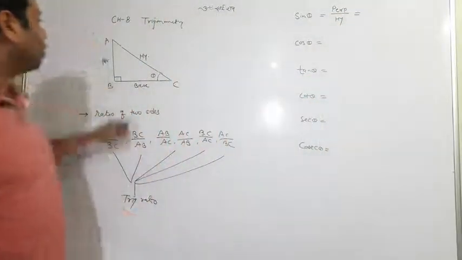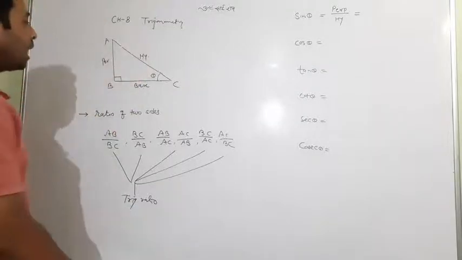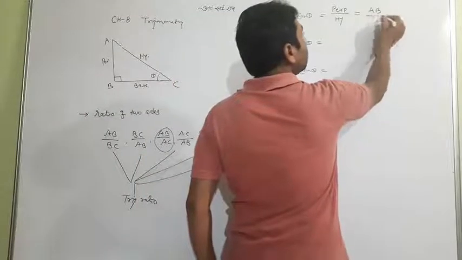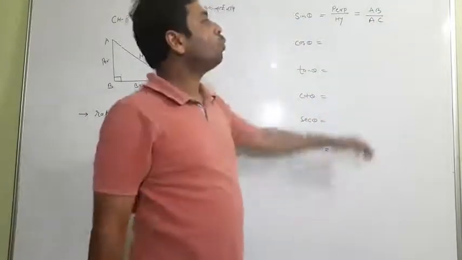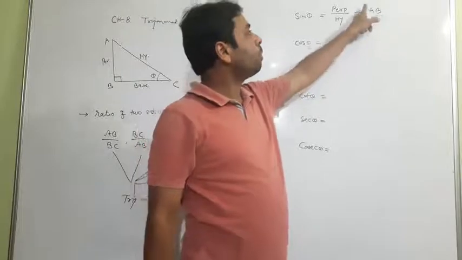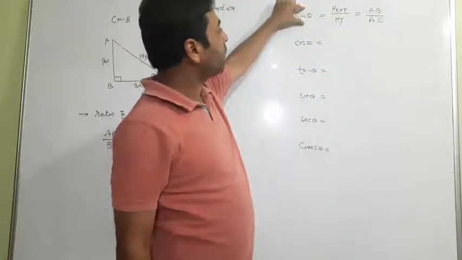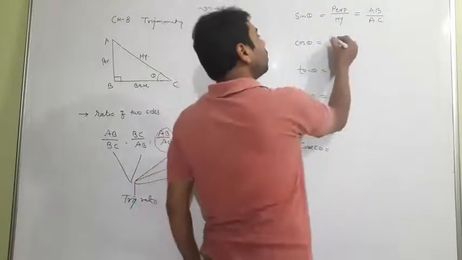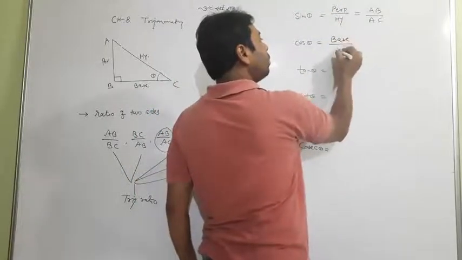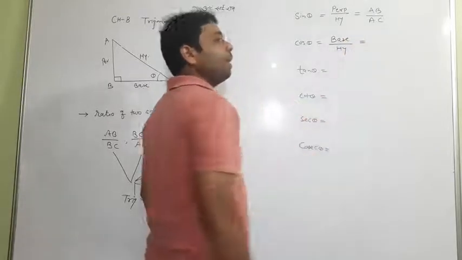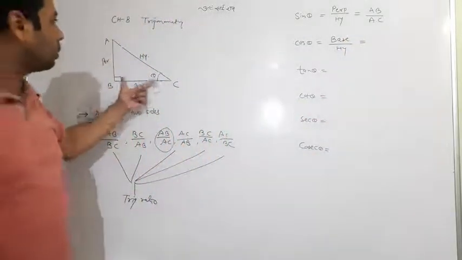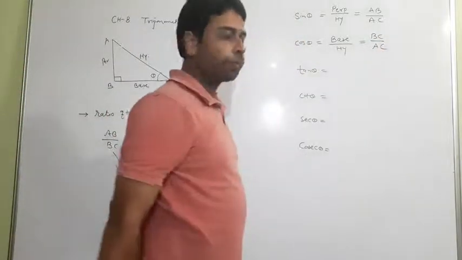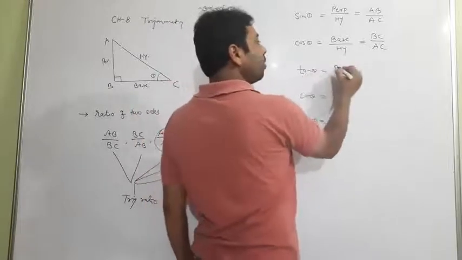What is the perpendicular? AB, and what is the hypotenuse? AC. AB upon AC. Look at this. AB upon AC is sine theta. You do not need to remember this one, but you have to remember that sine theta is equal to perpendicular upon hypotenuse, and this is cos theta. Now it is base upon hypotenuse. You just have to remember these ratios, base upon hypotenuse. So what is the base? BC, and what is the hypotenuse? BC upon AC. This is cos theta. What is tan theta? That's perpendicular upon base.